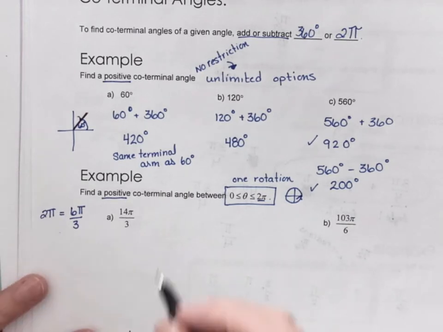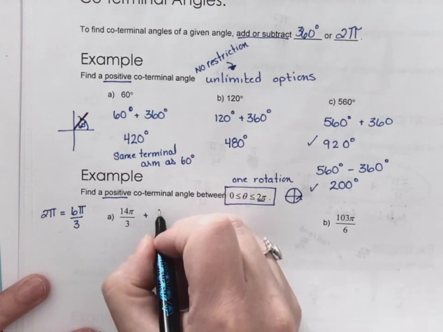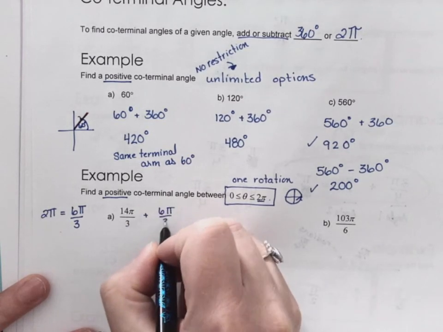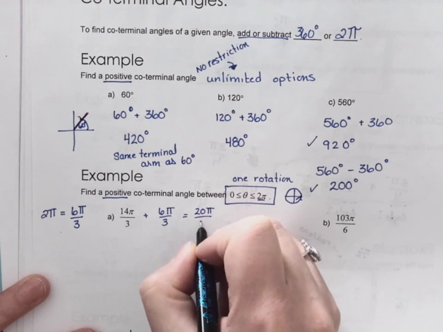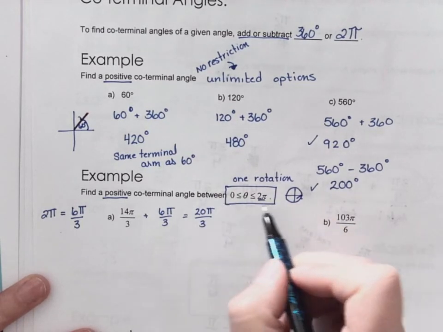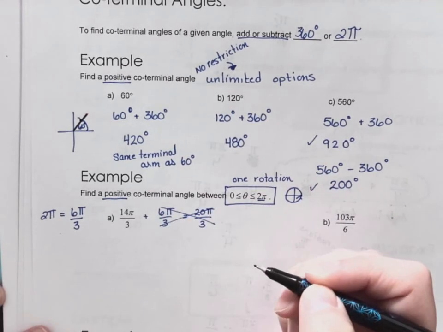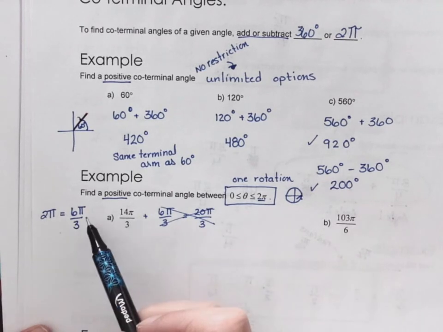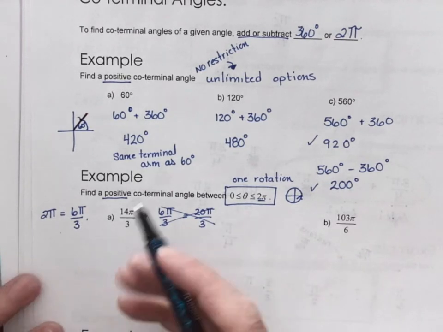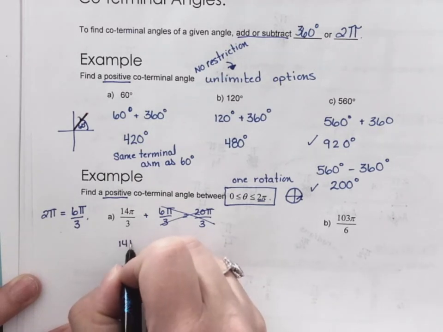All right, so if I went ahead and add 6 pi over 3, I end up at 20 pi over 3. Is that in that restriction? So this is wrong. This would give you a wrong answer because you're not within 6 pi over 3. So now what I got to do, if I can't add, what's the other thing I'm going to do? Subtract.